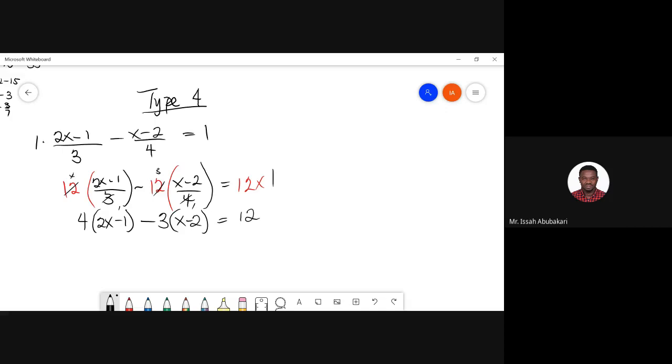So this one we will go back to what? Type 3 question, where we have brackets. I know with type 3 you can do it already. So you have to reduce it to type 2, and if possible, type 1. So let's reduce it. Expanding the brackets, we are going to have 8x minus 4 minus 3 times x is minus 3x, and minus 3 times minus 2 is plus 6, is equal to 12. Is that okay?